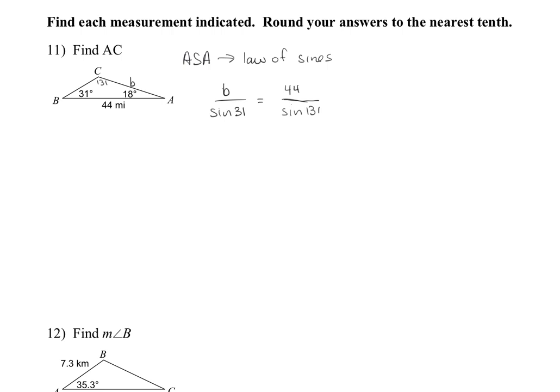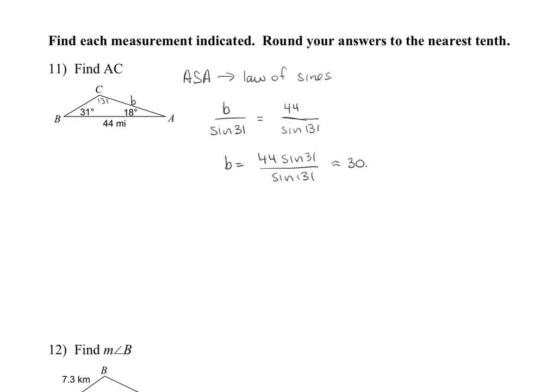So solving this proportion by cross multiplying, we have B is equal to 44 times... this is 30 point, let's see, what does it round to, the nearest tenth? So 30.0 miles.